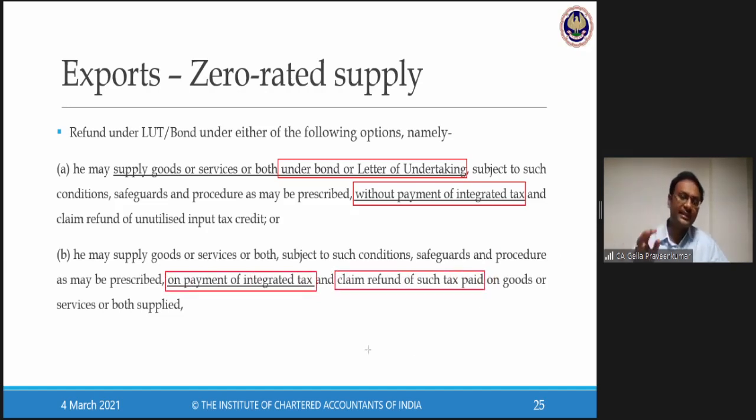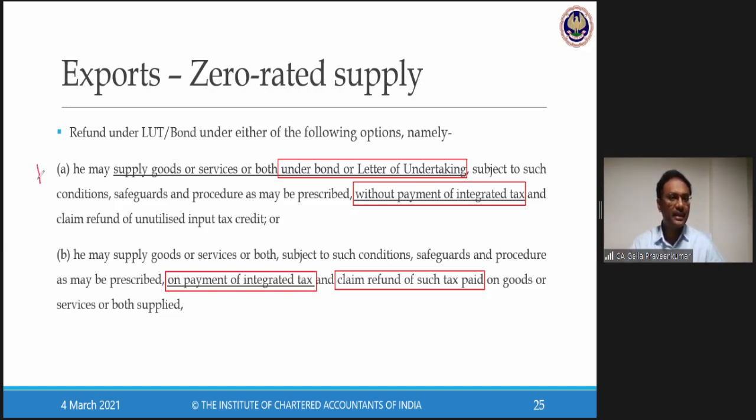Now, the law says, look, when I say zero rated, the intention is that goods are going out of India. When goods are going out of India, I want to ensure that you do actual export without payment of tax. Now, for that, you have to obtain an LUT or bond. We have discussed what an LUT is or what a bond is. Sir, I don't want to use the LUT or bond. Rather, I want to pay the tax and claim a refund. Now here, please understand.